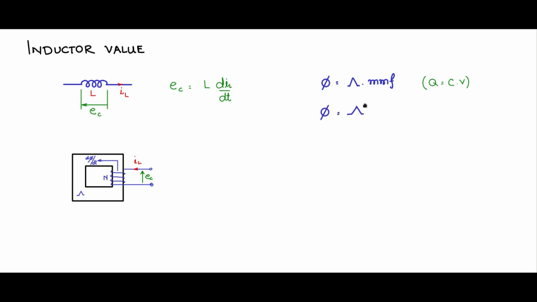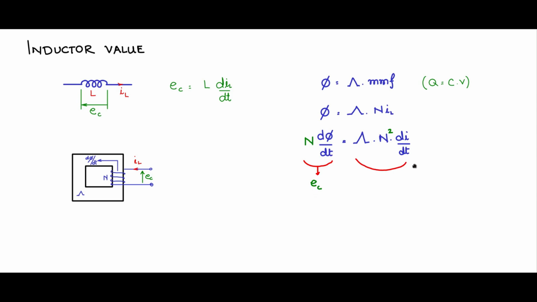Now, phi is equal to permeance into MMF, which can be written as permeance into N IL. Let me now differentiate this equation. d phi by dt equals permeance, N constant, dIL by dt. Now, let me multiply both sides with N. So, N d phi by dt is equal to permeance, now N square, dIL by dt. Now, if you look at this, N d phi by dt is nothing but Faraday's law, EC, the voltage across the coil.